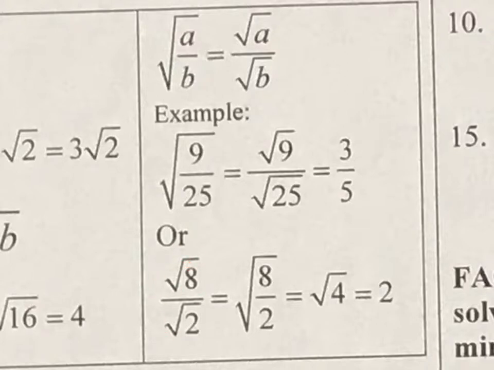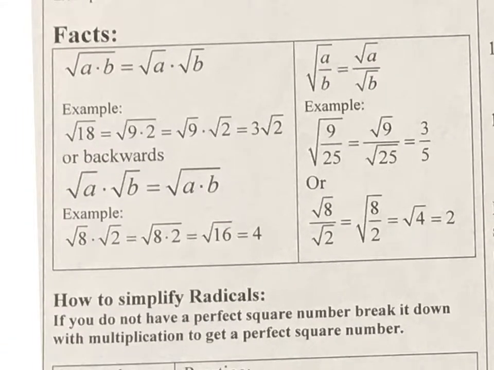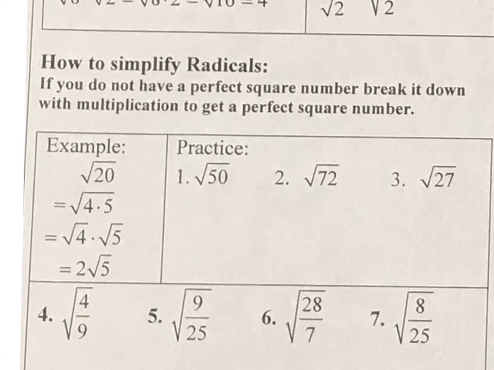Okay. Or you could have them separate and you could put them together. The square root of 8 over the square root of 2, you could put them together as the square root of 8 over 2. And 8 over 2 is 4, and the square root of 4 is a nice perfect answer, 2. So you could use these rules forward or backwards. You could split them or put them back together, whatever benefits you, right?